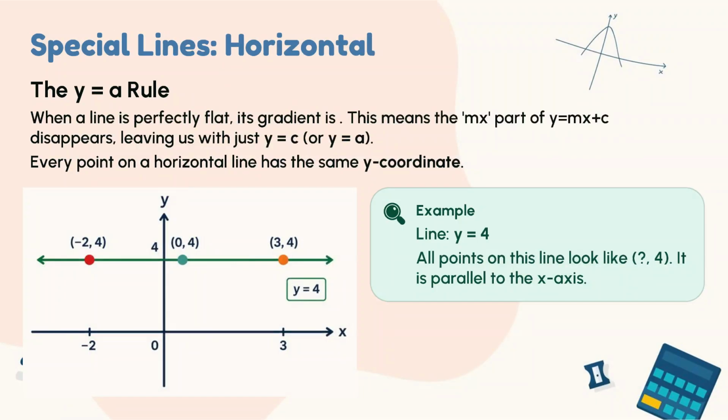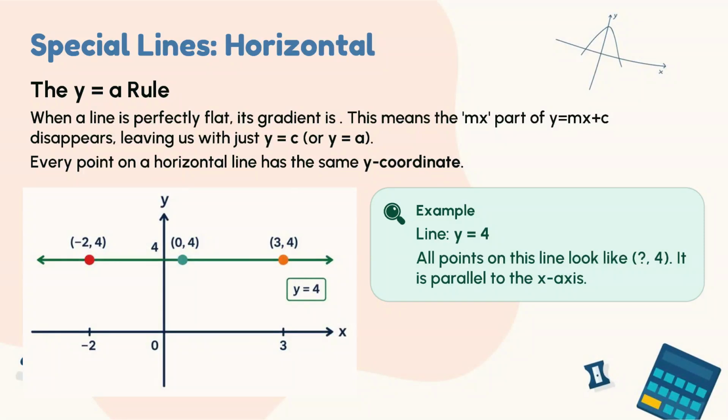Now let's look at horizontal lines. A horizontal line is perfectly flat. That means its gradient is 0. If the gradient is 0, the mx part of y equals mx plus c disappears because 0 times x is 0. So, we are left with a line in the form y equals a.